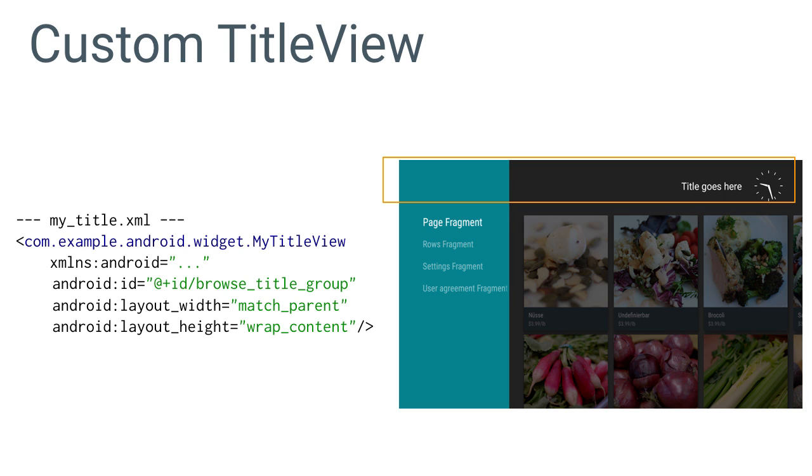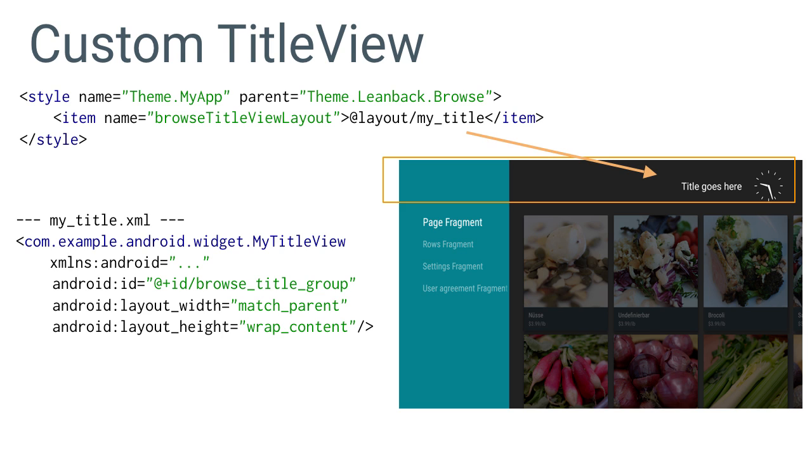The first thing you want to do is create a custom view. Second, you want to create a title layout file, which uses your custom view. And then you want to override the browse title view layout property with the location of your layout file. As soon as you do that, BrowseFragment will pick up the layout you created and render that in the top section of BrowseFragment.